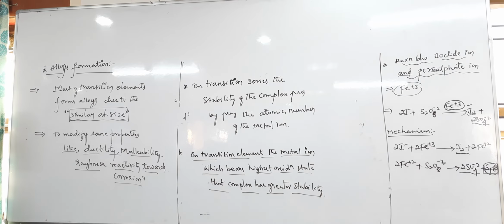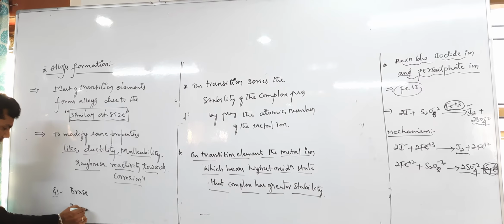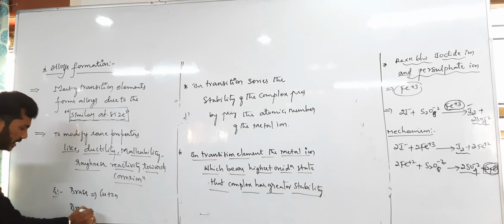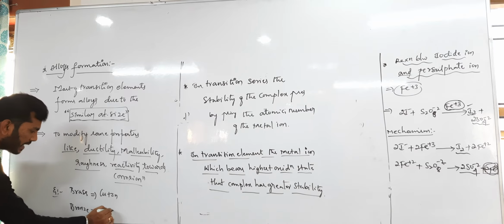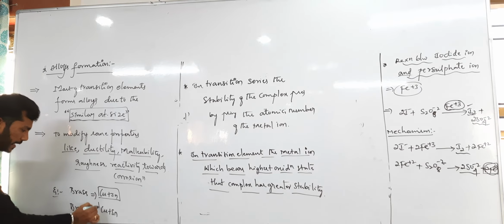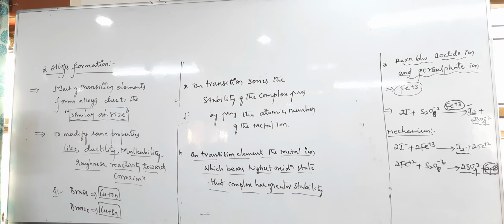The most important compositions of alloys that we have come across are brass and bronze. Brass is made of copper and zinc, and bronze is made of copper and tin. So copper and zinc is brass, and bronze is copper and tin.